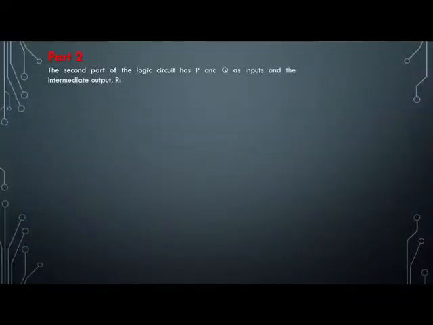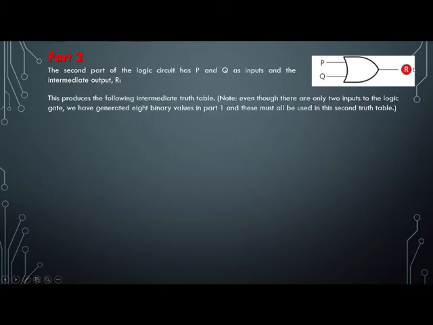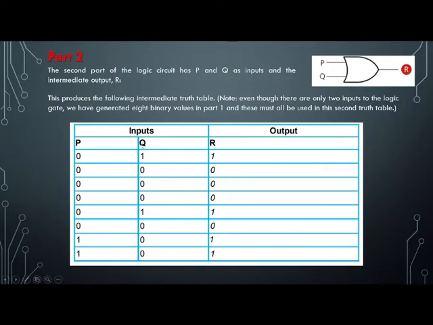Now let's see the part 2. The second part of the logic circuit has P and Q as inputs. Look at this, and they will produce the intermediate output, which is R. This produces the following intermediate truth table. Note, even though there are only 2 inputs of this logic gate, we generated 8 binary values in part 1, so we have to use all the values again.